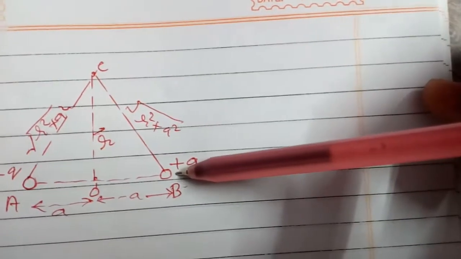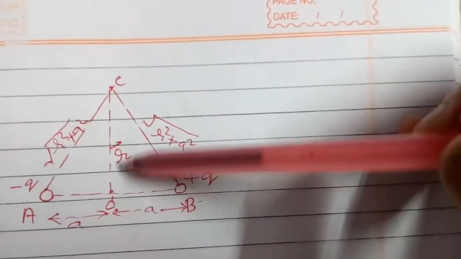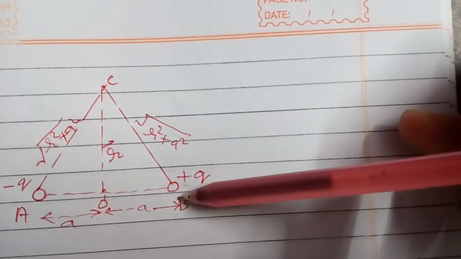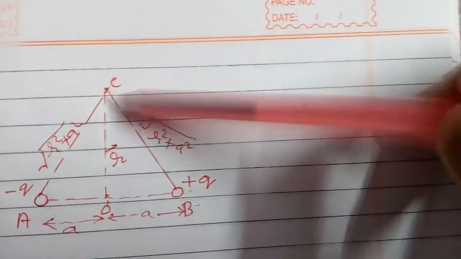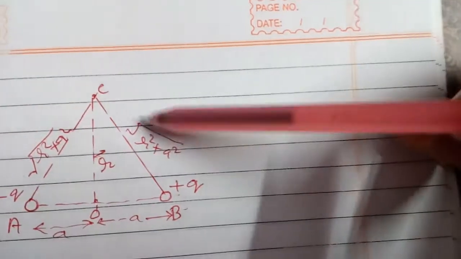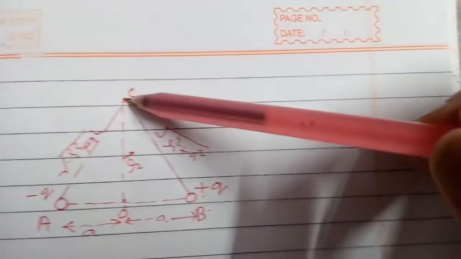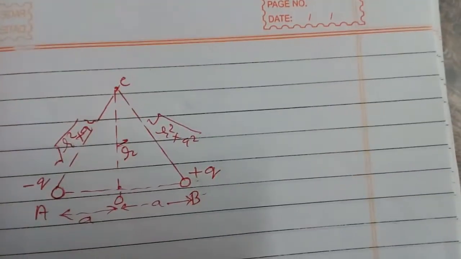So by Pythagoras theorem, BC is the hypotenuse. This is one side of the right angle triangle, this is the other side. So by Pythagoras theorem, square of CB will be equal to a square plus r square, or CB will be equal to under root r square plus a square. Similarly, CA is equal to under root r square plus a square.